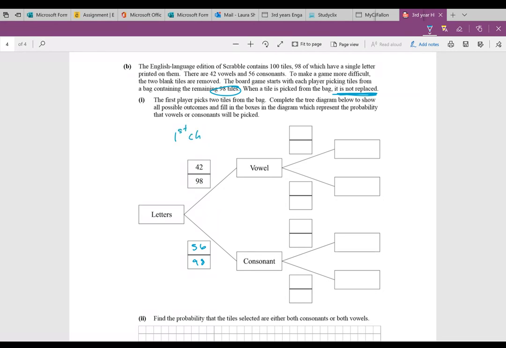Okay, that's how our tree diagrams work. And this is the second choice. For the second time, I no longer have 98 tiles because one of them is gone. I've used one. I now have 97. So all of these probabilities should be out of 97.